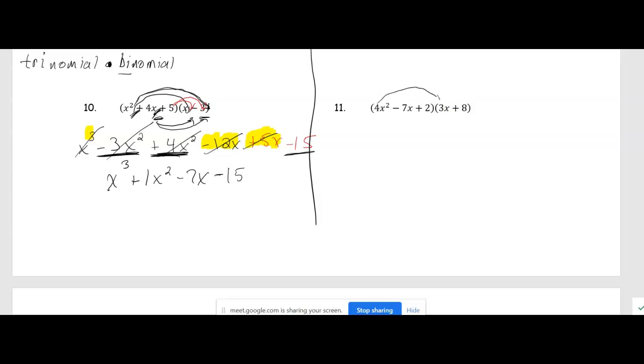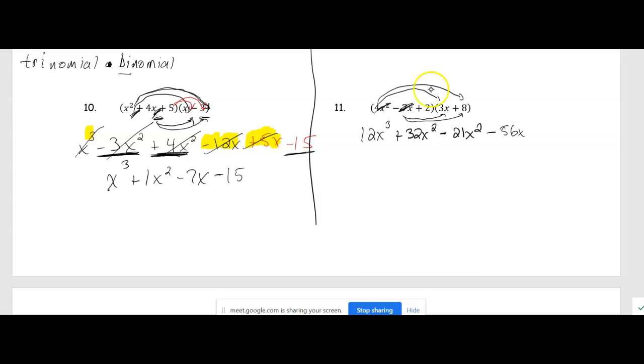So hopefully we did 4x and 3x to get a 12x cubed. The 4x squared and an 8 should give us a 32x squared. And then this guy's been distributed. All right, that one's done. So now we go to the negative 7. Negative 7x times a 3x is a negative 21. And then that should give us an x times an x, so x squared. And then the negative 7x and an 8 should give us a negative 56, and we would just have one x for that one. The negative 7 has now been distributed.